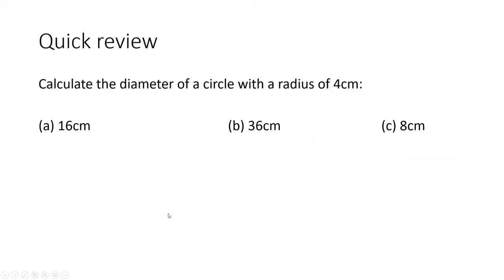Have a look at this question. Calculate the diameter of a circle with a radius of 4. What do you think it will be? The answer will be 8. If the radius is 4, the diameter is twice that, so therefore it's going to be 8.